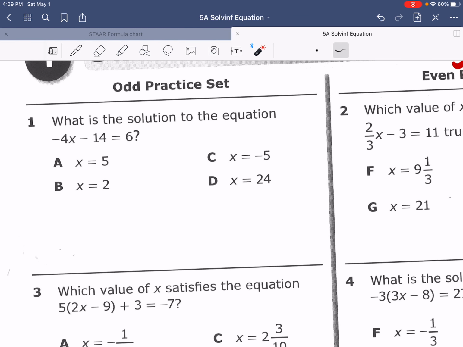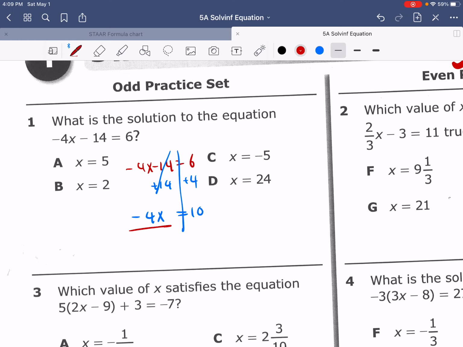Now, there are two ways that you can do it. First, you can just solve it with the traditional method, like negative 4x minus 410 equals 6. If you have this, drop the line. You just put plus 410 on both sides. This will disappear. We have negative 4x equals 10.